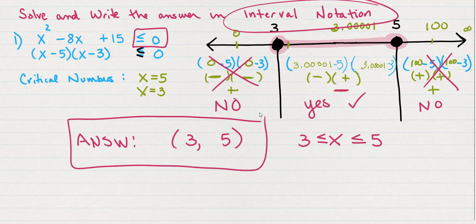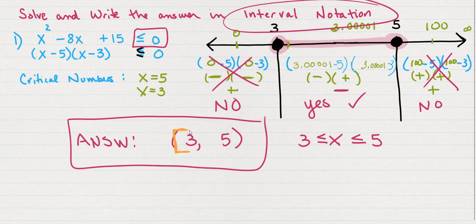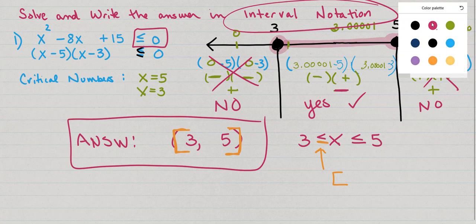Oh, do you see the mistake I made when I wrote that? Glad I caught that before I ended the video. What I should have here is brackets around the 3 and 5. Do you see why I've got brackets there? Because we've got a or equal to. Whenever it's or equal to, that translates to a bracket. Do you see the easy way to see that?